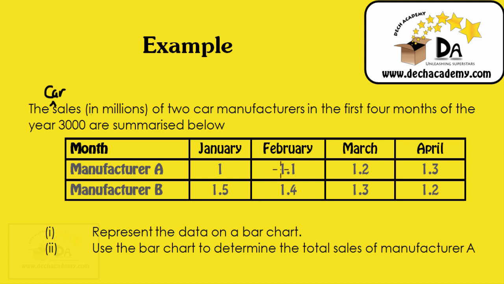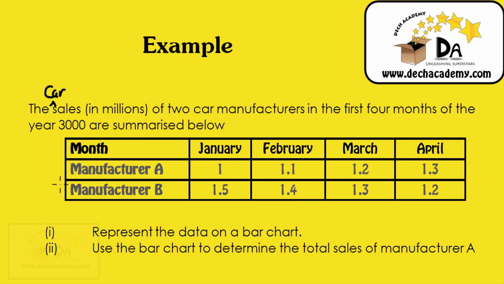1.1 here means manufacturer A sold 1.1 million cars in February. 1.1 million cars is the same thing as 1,100,000 cars. 1.2 here means manufacturer A sold 1.2 million cars in March. 1.4 here means manufacturer B sold 1.4 million cars in the month of February.